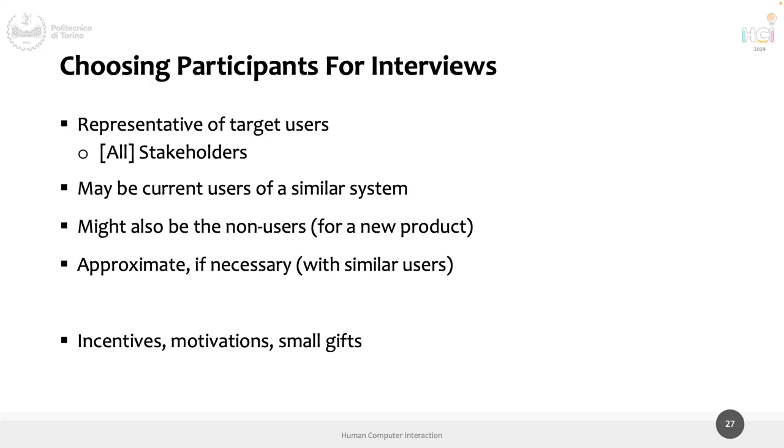If you don't have Politecnico students for whatever reason, well, you can pick students from the University of Turin. You can pick students from University of Pisa or whatever other university. So a similar system in a way. They will not be exactly the same as here, but it's a good approximation if you don't have any.